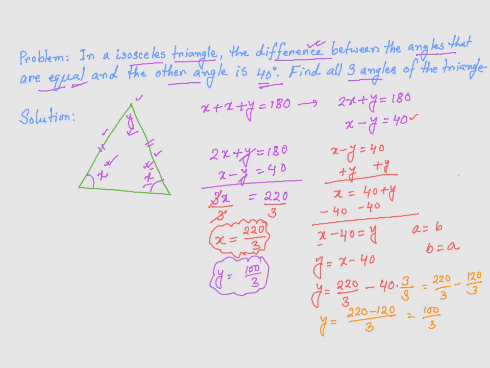So I have found x and I have found y. So these two angles are 220 over 3, and the other angle is y, which is 100 over 3. I hope that this discussion was helpful. Thank you very much.